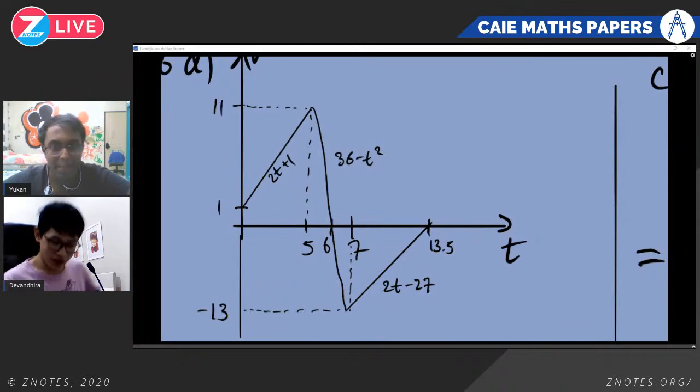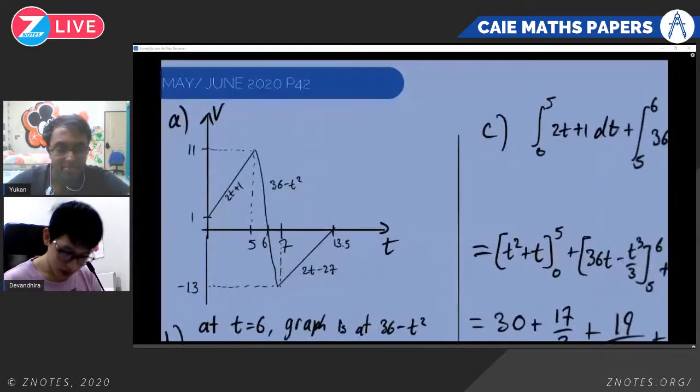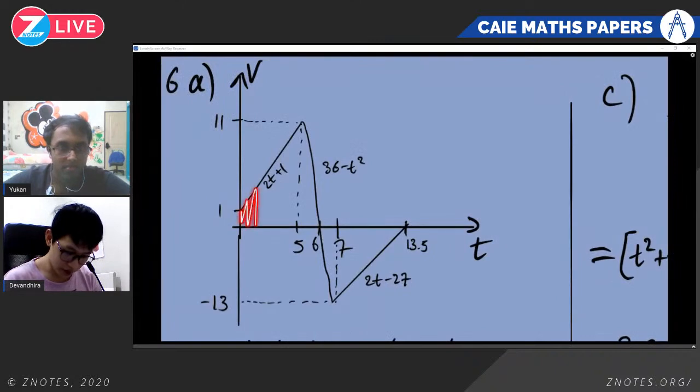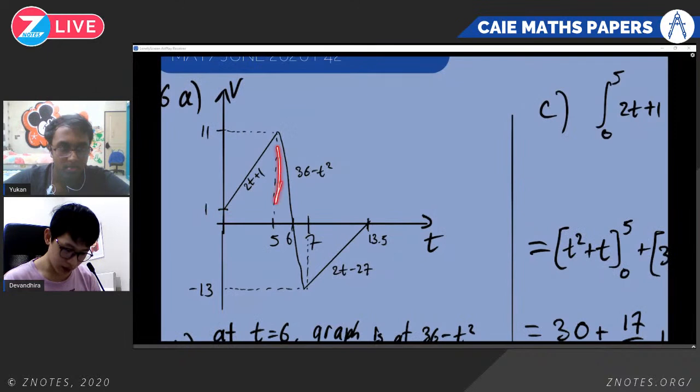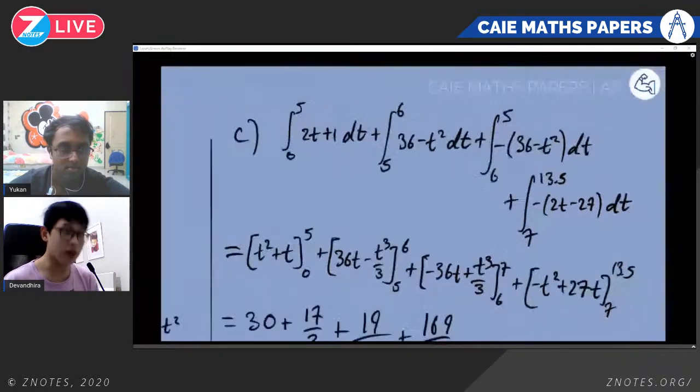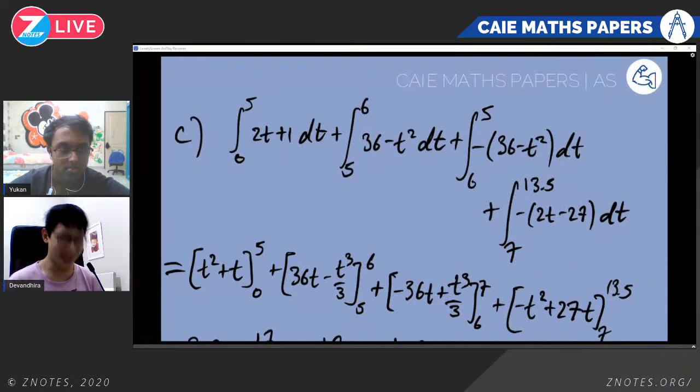So that means we have to integrate from here positively, of course. Then from 5 to 6, integrate normally. Now from 6 to 7, you have to multiply by negative because you know the answer is negative, so you have to multiply by negative to make it positive, correct? Same thing for the other one. From 7 to 13.5, multiply by negative to make it positive. So now we have this whole bunch of integrals. I hope you're okay with this.